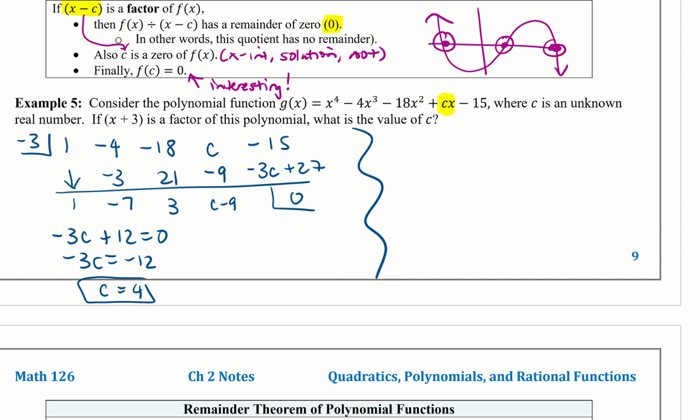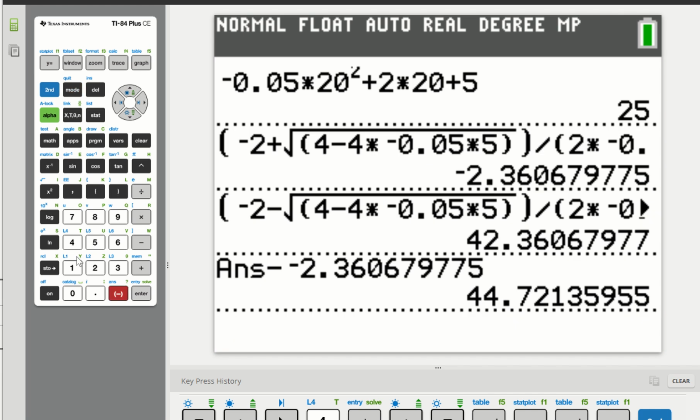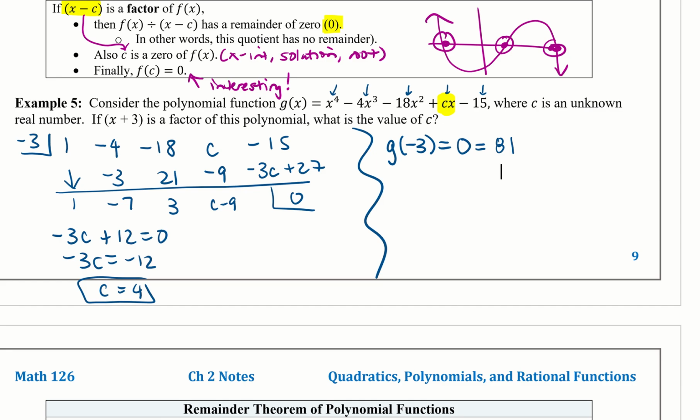Another way is to use the idea that the root of g, which we know is at negative 3, is supposed to equal 0. So when I plug a negative 3 into this expression, I should get a 0. If I substitute in a negative 3 for all of these, I should accumulate to nothing. So if I plug in a negative 3, I would get 81. Negative 4 times 27, let's just see what that would be. Negative 4 times negative 27, or negative 3 to the third power. Evidently, that is 108.